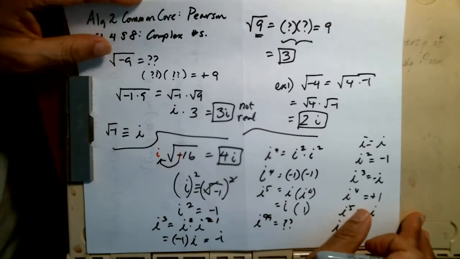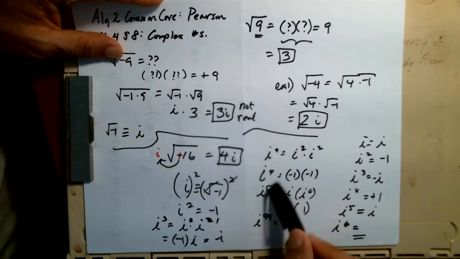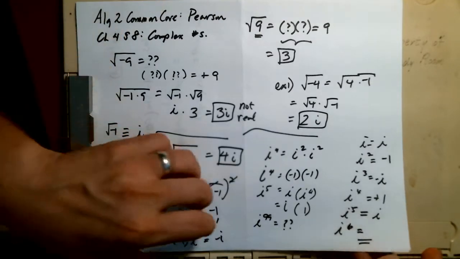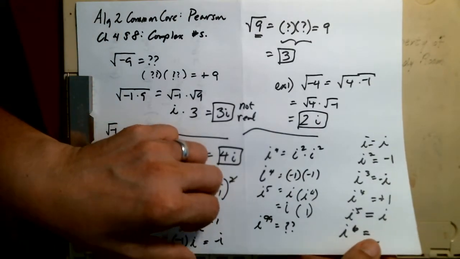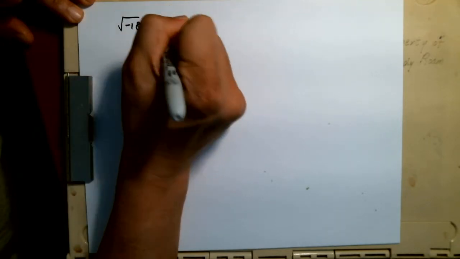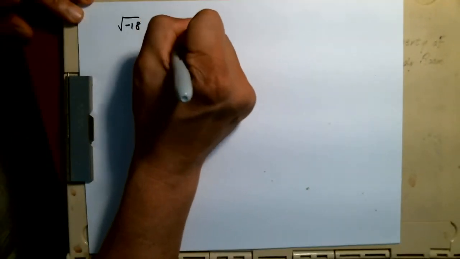Okay. This kind of problem will come out on the SAT and the ACT as well, by the way, just to let you know. So let's try some other problems. Let's try the square root of negative 18. Well, the negative comes out to the front, becomes i root 18.